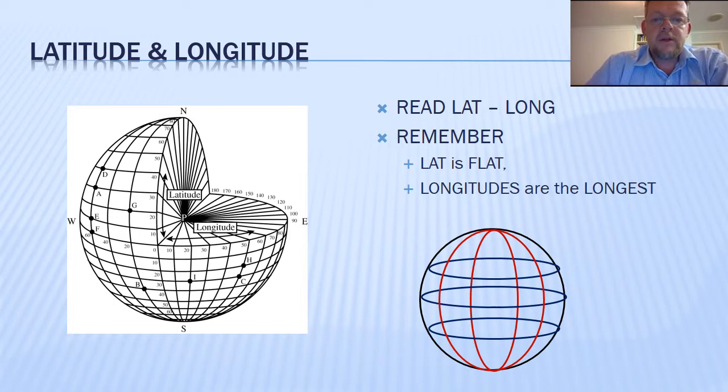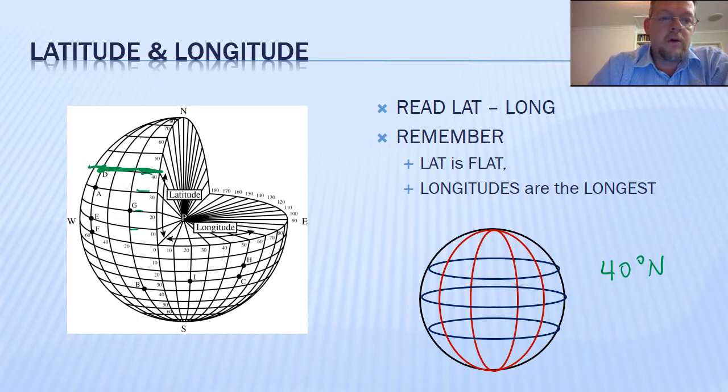If we're reading latitude and longitude, it's good to remember that lat is flat and longitudes are the longest lines. So we generally read latitude then longitude. If I want to look at a few of these points, so let's say, for example, point D here, I would go, how far north or south is this point? So I would read 10, 20, 30, 40 degrees north. So I would say that we are 40 degrees north. So this line of latitude here is 40 degrees north.